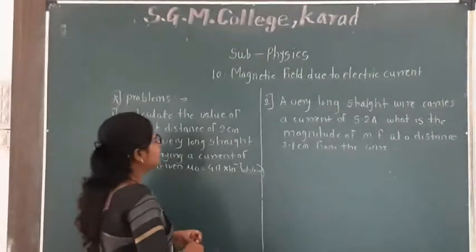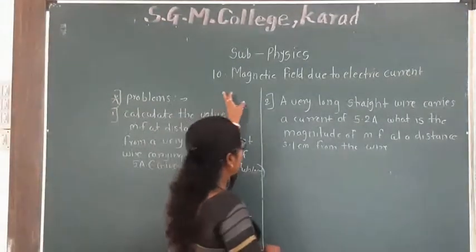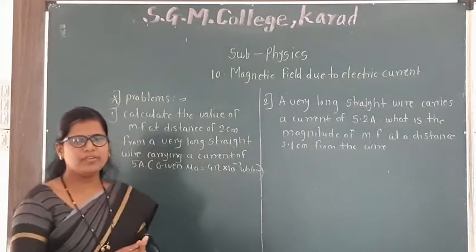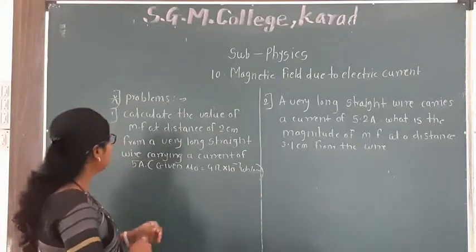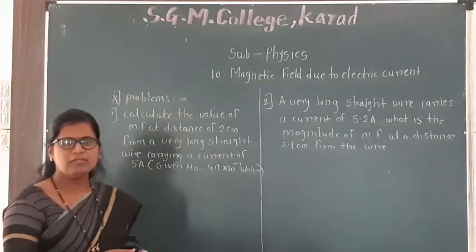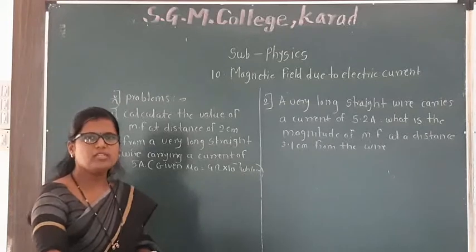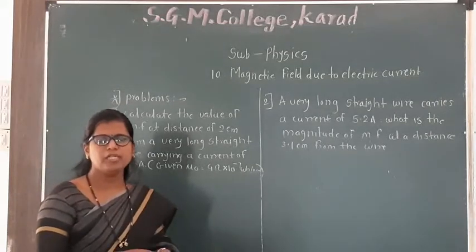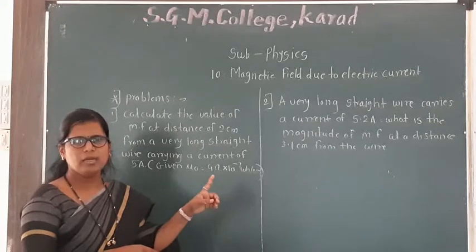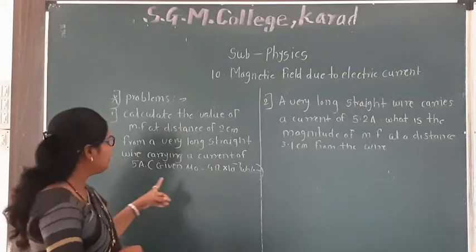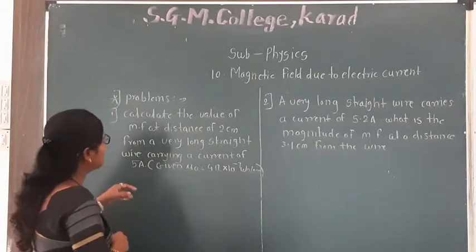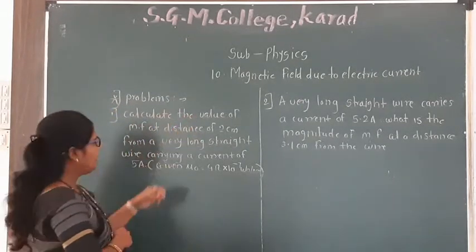Today we are going to learn physics, chapter 8, the topic magnetic field due to electric current. In the last lecture we finished our topic. Now today we are going to learn problems. Some unsolved problems are given in the exercise, and the solved problems are also given. These problems can be asked in the exam. So now we will see some unsolved examples which are given in the exercise.